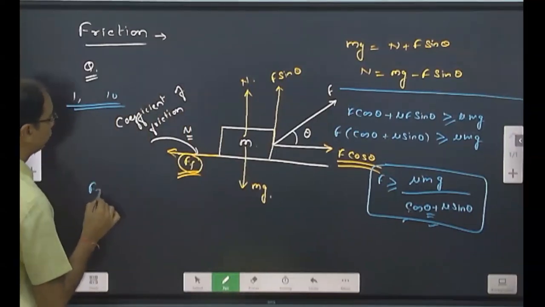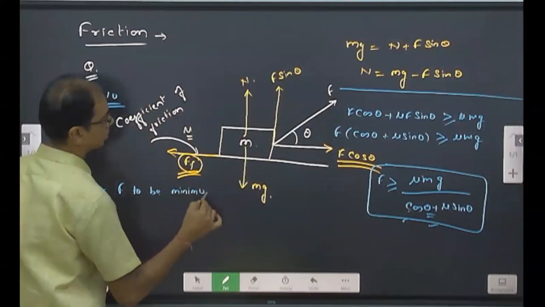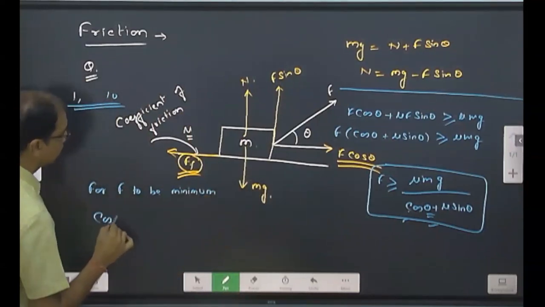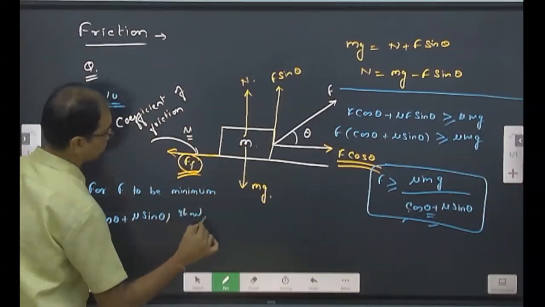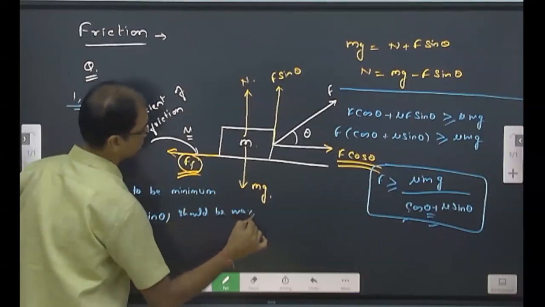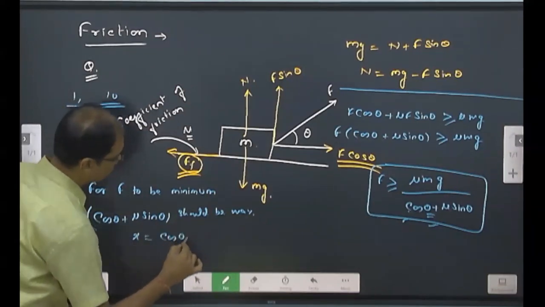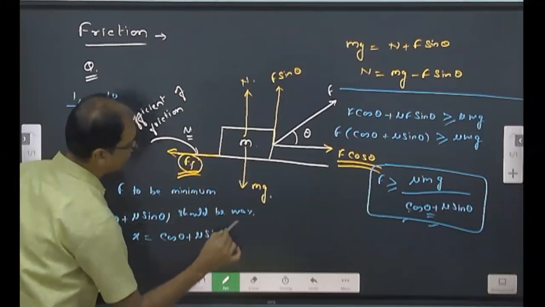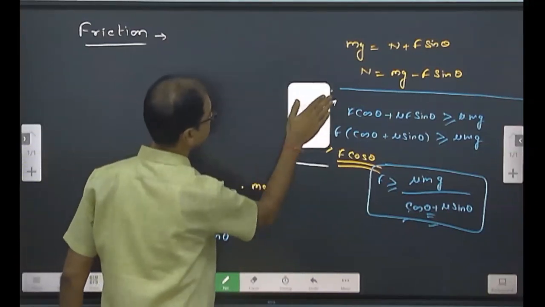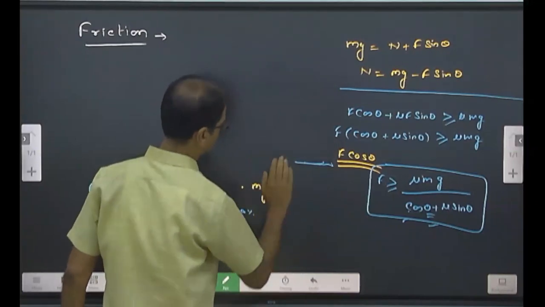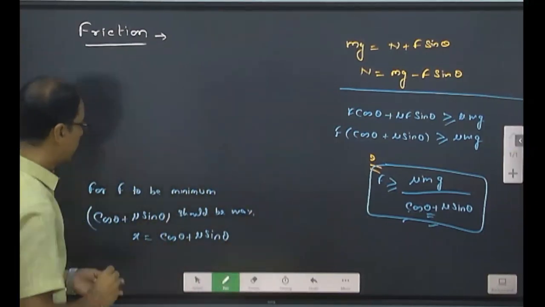So I'm writing, for f to be minimum, this denominator cos theta plus mu sin theta should be maximum. For the time being, I'll assume that this is x. Cos theta plus mu sin theta is x. Now, x maximum value we are calculating.